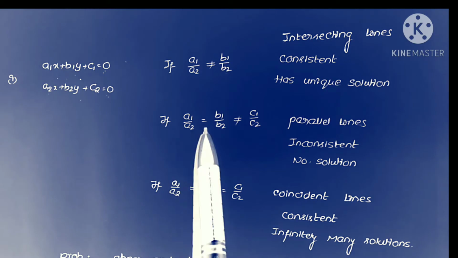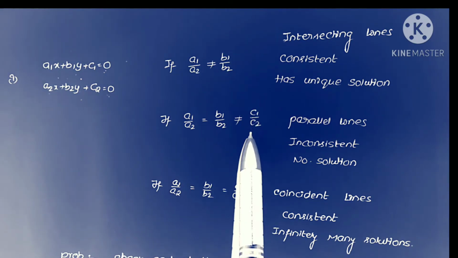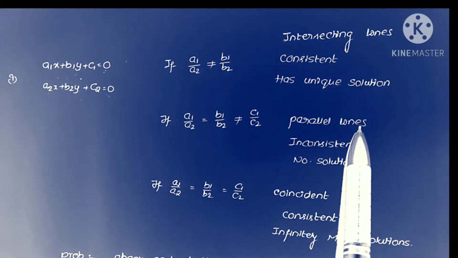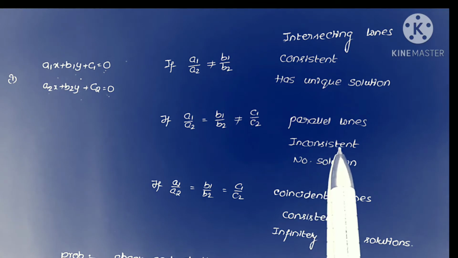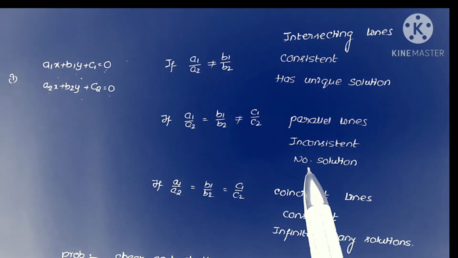And the second case, if a1 by a2 is equal to b1 by b2, which is not equal to c1 by c2, in this case the given equations are parallel lines and the system of equations is inconsistent and it has no solution. Already we know that parallel lines have no solution.